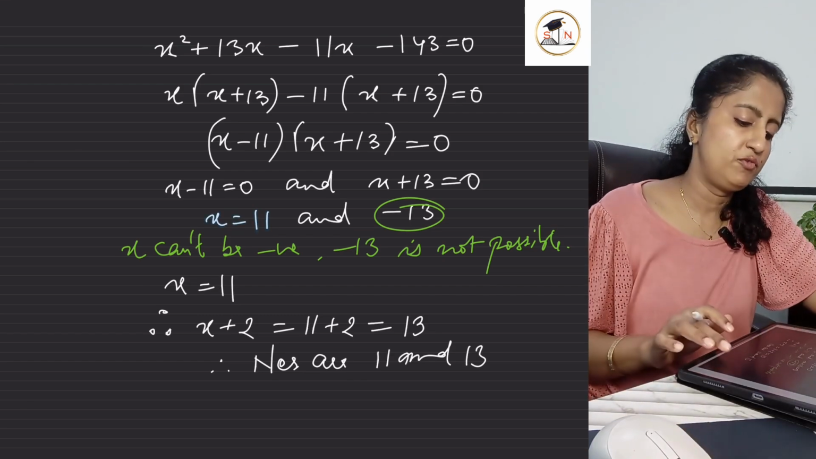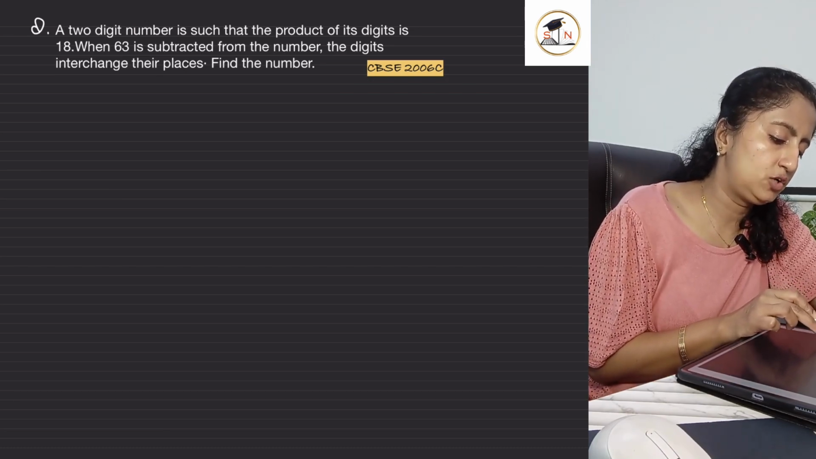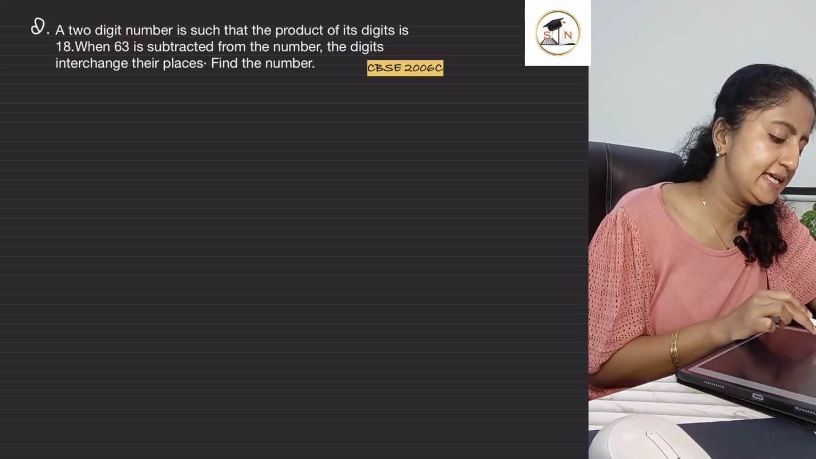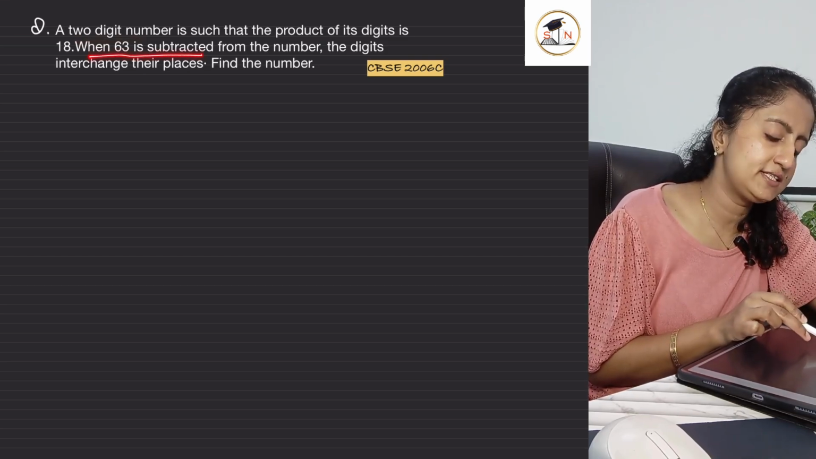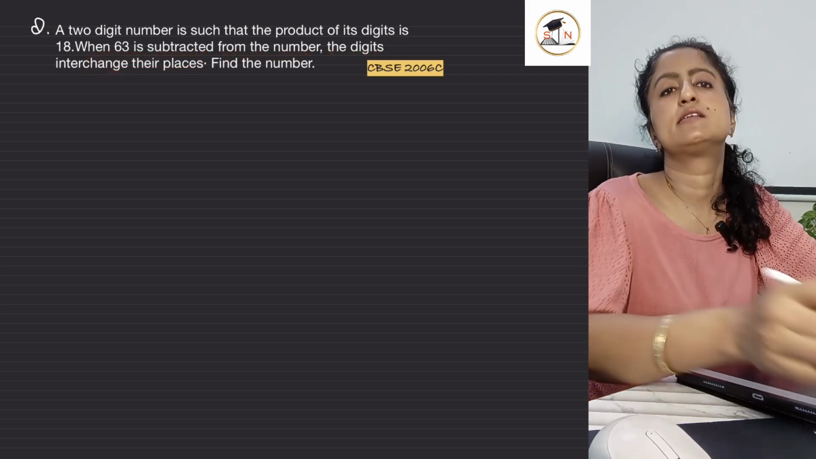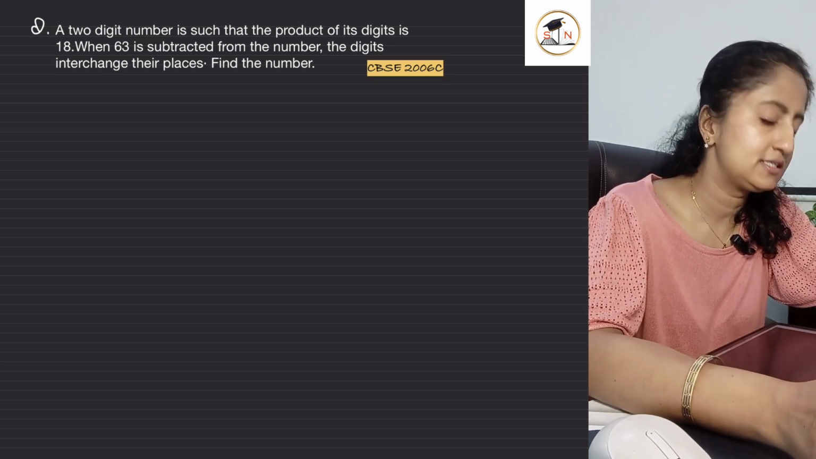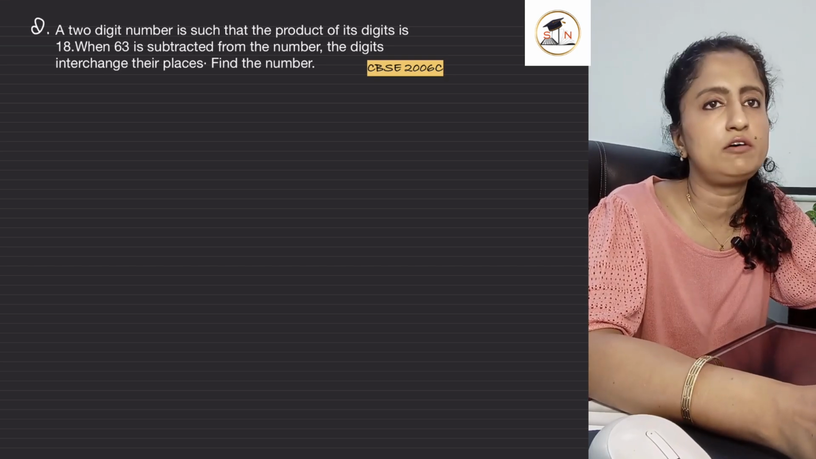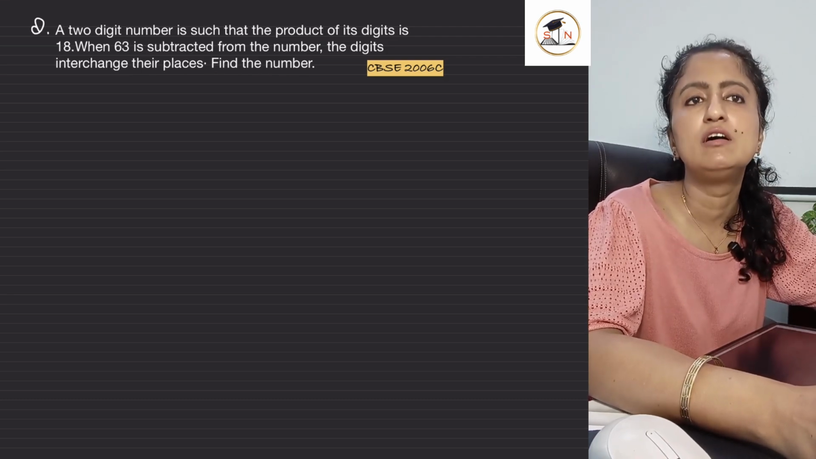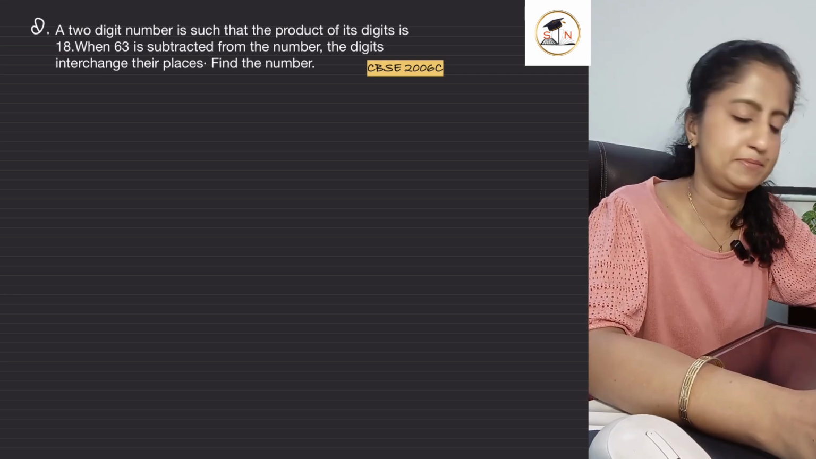Okay. Now, moving on to the next one. The question says a two-digit number is such that the product of its digits is 18. When 63 is subtracted from the number, the digits interchange their places. Okay, such kind of questions I'm sure you must have done in class 8 in the word problems of linear equations chapter, right? But in 2 years, everyone tends to forget, right? This is a question based on those kind of concepts.